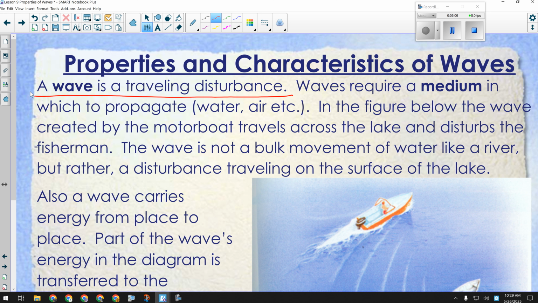Now, waves, with the exception of light, require a medium in which to propagate. That means they need something to travel through. Light is the exception. Light can travel through the vacuum of space because of the wave-particle duality of light. Light is both a wave and a particle, so it can make its own medium to travel through the vacuum of space. That is the exception.